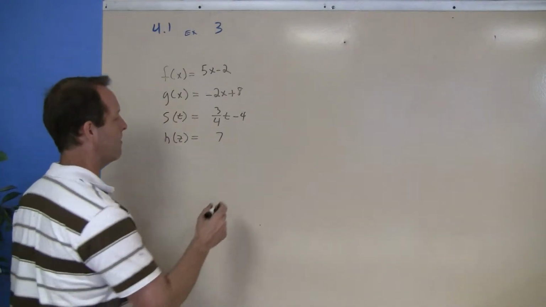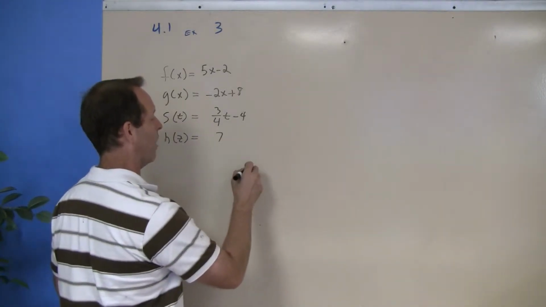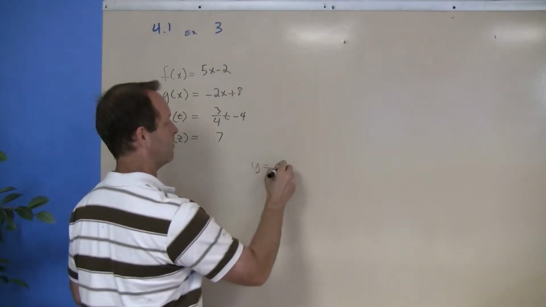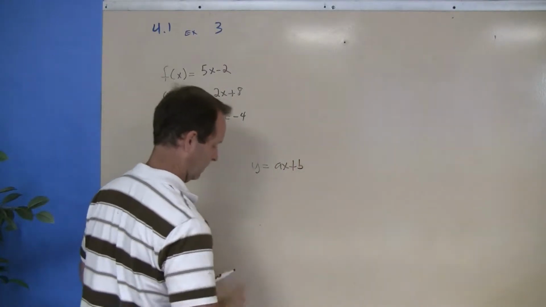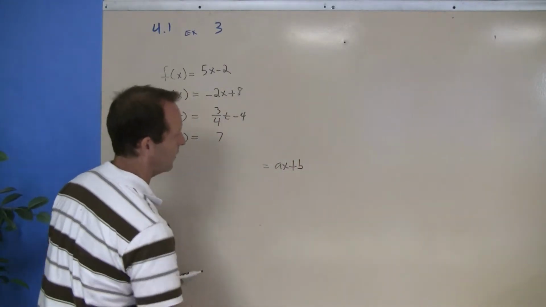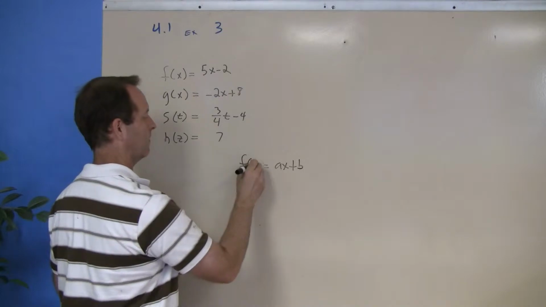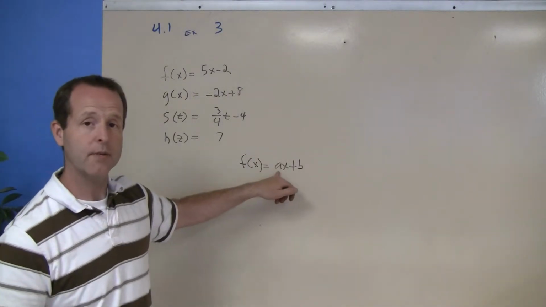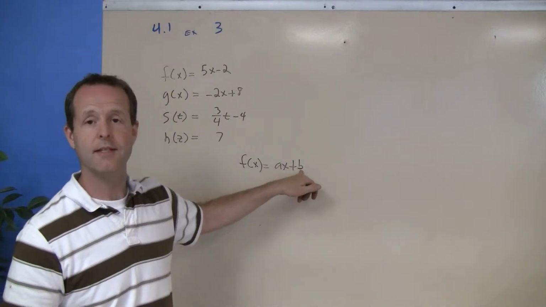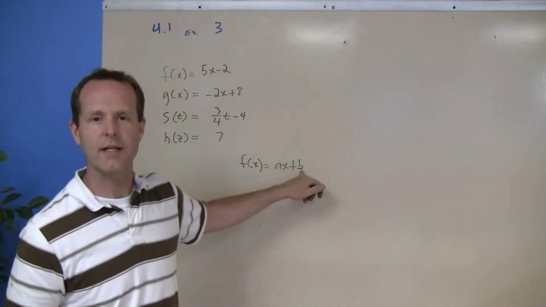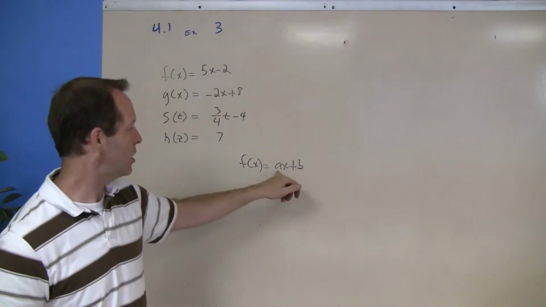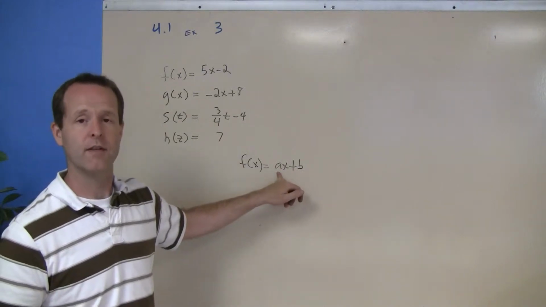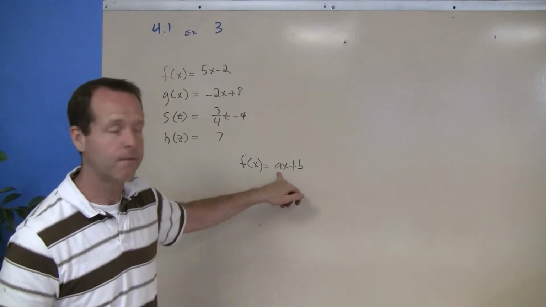So let's remember our form, y equals ax plus b, or in functional form, f of x equals ax plus b. A represents its slope, and b represents its starting point, or where it crosses the y-axis. So let's just look at that a and determine if it's positive, negative, or 0.